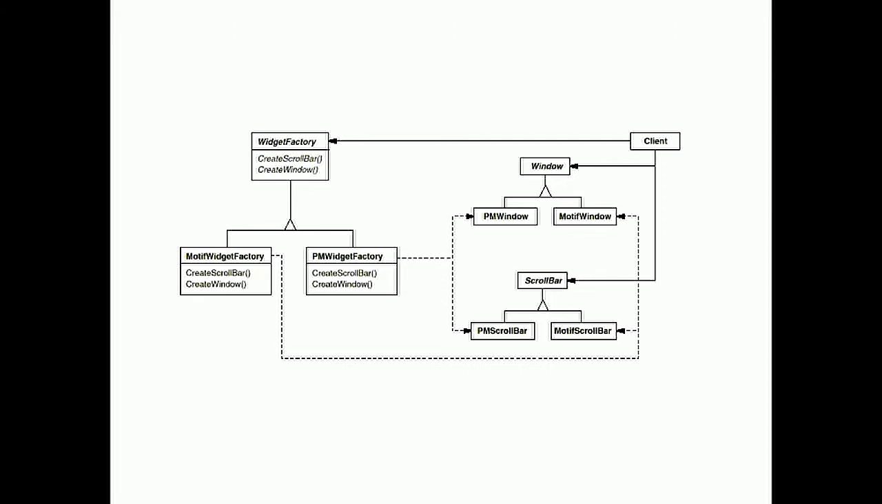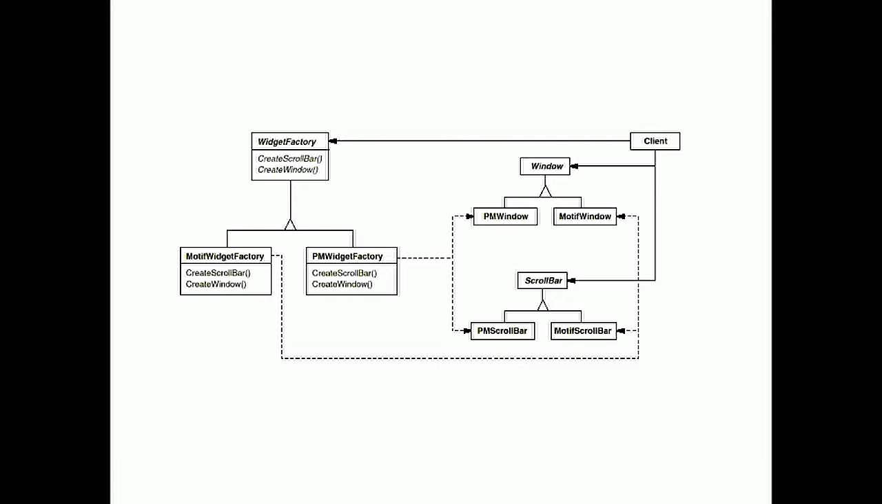As another example then, assume that we want to create widgets for a graphical toolkit. And this graphical toolkit can be instantiated with different graphical engines, either the Motif or PM engines. They provide both windows and scroll bars in some type of implementation for either platform. And PM Widget Factory will provide a PM window and a PM scroll bar. Motif Widget Factory will provide its corresponding Motif window and Motif scroll bar.